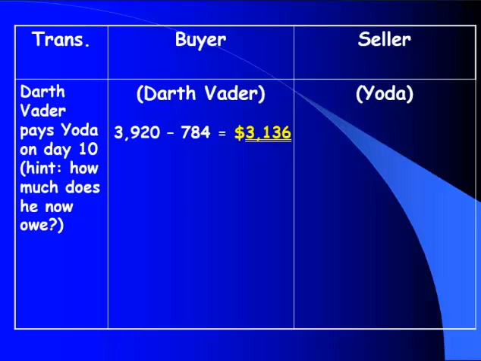What else do I have less of? Accounts payable. That's my liability, my debt. My liability goes down then with a debit. So we're going to debit accounts payable and credit cash.